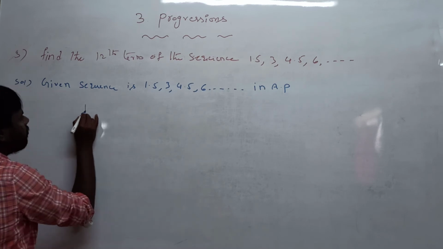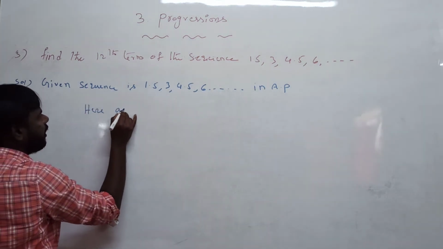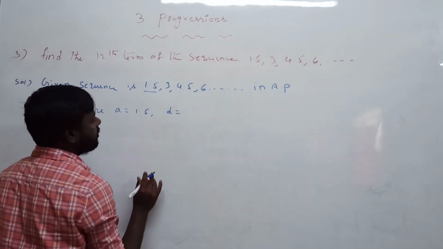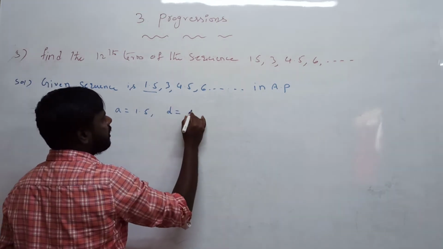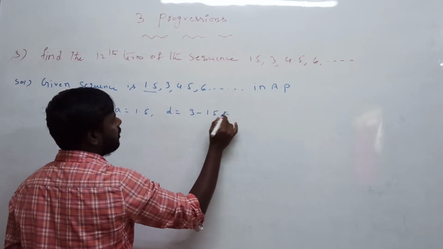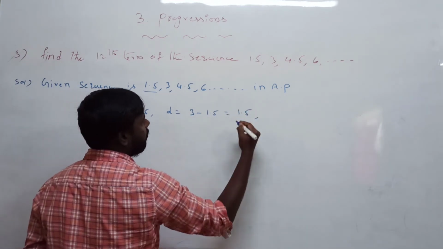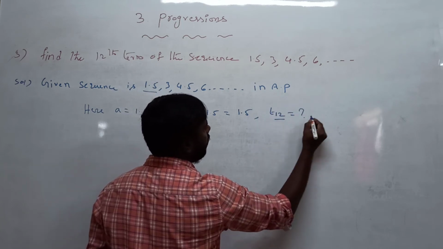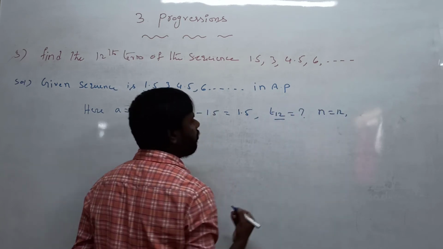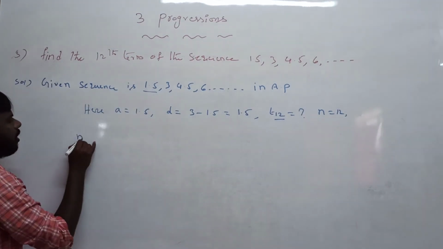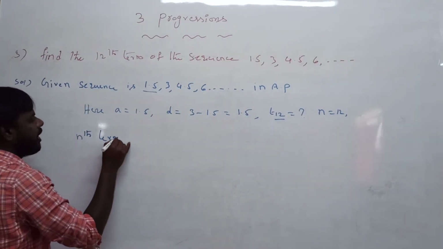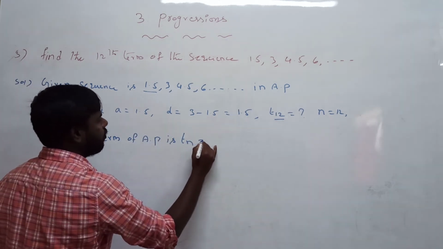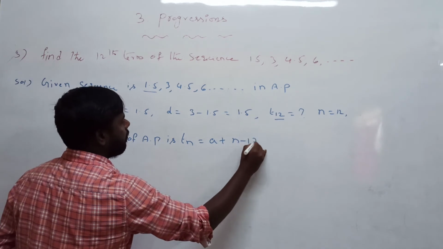Here what is the first term? First term is denoted by a. The first term here is 1.5. d is nothing but the common difference: any term minus before term. I am taking 3 minus 1.5, and 3 minus 1.5 value is 1.5. What they are asking? Find the 12th term. So what is the n value? n is 12. Now which formula applies here? The nth term of the arithmetic progression formula: Tn is equal to a plus n minus 1 into d.